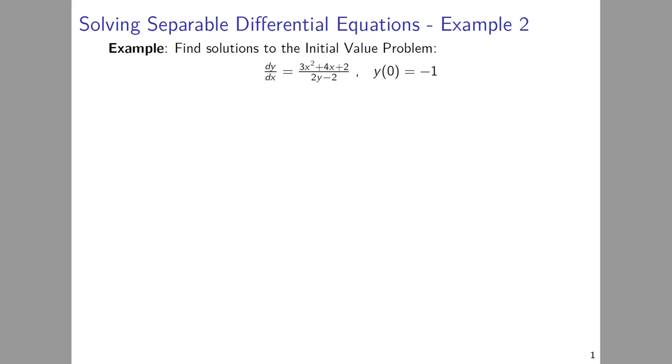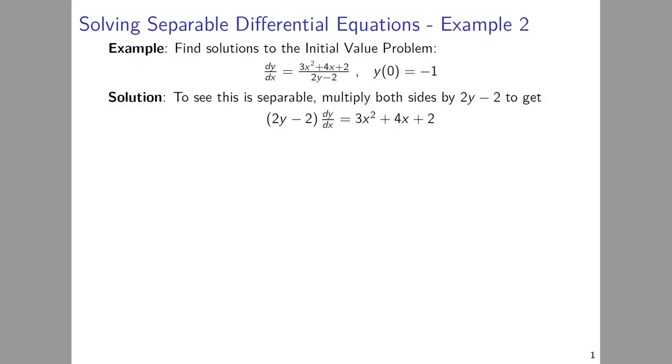In this example, we want to find solutions to the initial value problem dy/dx equals (3x squared plus 4x plus 2) over (2y minus 2), with the initial condition that y of 0 is negative 1. To see that this is a separable differential equation, we'll multiply both sides by 2y minus 2 to get (2y minus 2) times dy/dx is equal to 3x squared plus 4x plus 2.